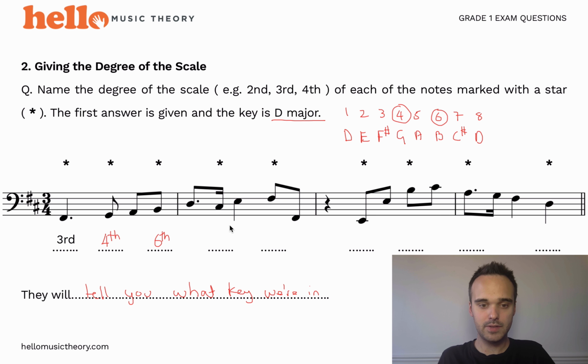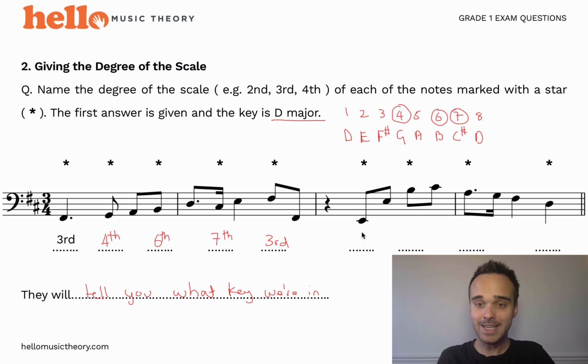Hopefully you're getting the idea of it. Here we've got a C sharp, so let's look at our scale. Where is C sharp? It's the 7th note, so we can just write in number 7 followed by TH for the 7th, and we just keep going. Here we've got an F sharp. F sharp is the 3rd, write in 3rd, or just almost there.